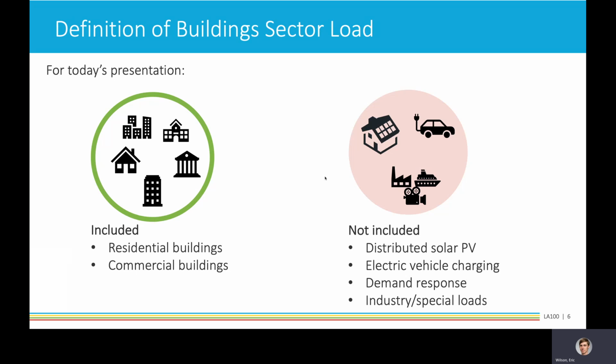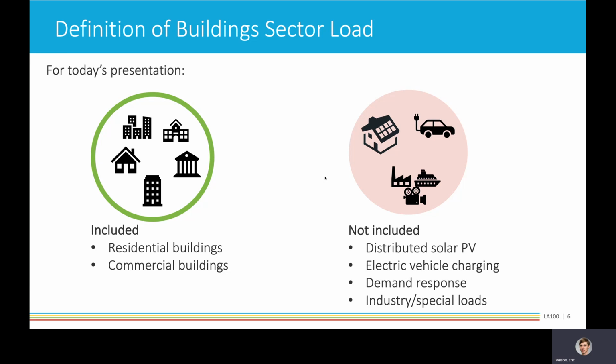For the purposes of today's presentation, we define the building sector to mean residential buildings and commercial buildings. The models that we're using currently don't include distributed solar PV, electric vehicle charging, demand response, or industry or other special loads. These are handled in other parts of the model for the Los Angeles case study.